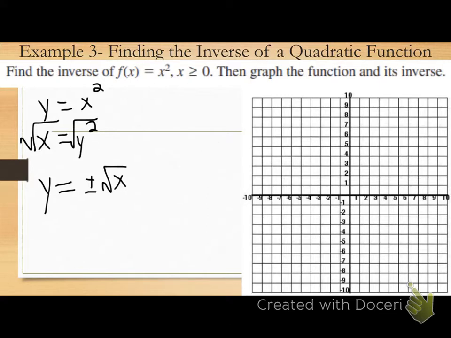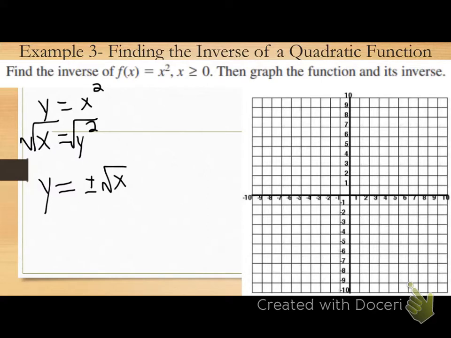Remember, the domain and the range switch. So if the domain of my original function is x is greater than or equal to 0, the domain switches to the range. What happens to domain and range? They flip. So if the domain of my original function is x is greater than or equal to 0, the range would be, not x, y. y is greater than or equal to 0. Does everyone see that? Because the domain and the range switch.